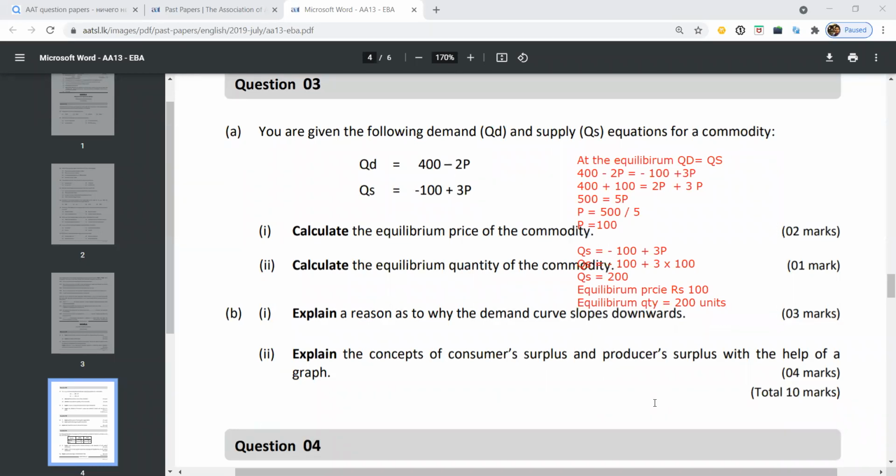Calculate the equilibrium quantity, price and quantity. Yes, we found both price and quantity. Next question, explain the reason why demand curve slopes downward.